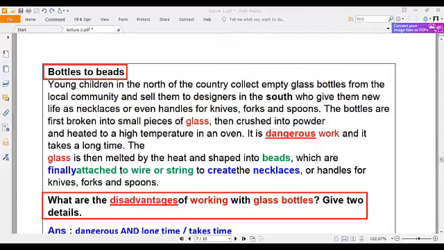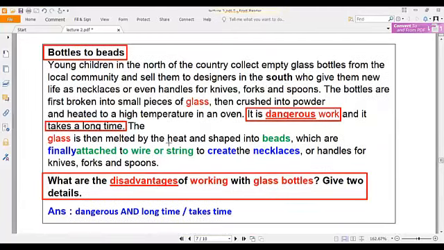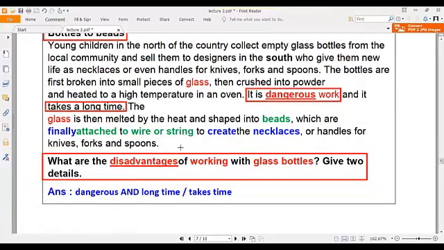هنا هو مش هنلاقي كلمة disadvantages خالص في الباراجراف. لكن you can understand through the context that it's a disadvantages. Number one, he used paraphrasing here because he said, if you read here, and heated to a high temperature in an oven. It's dangerous work. This is number one. It is what? Dangerous work. And it takes a long time. Okay? So the answer is it's a dangerous work and it takes what? A long time.